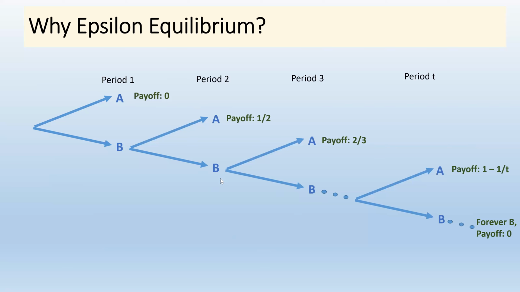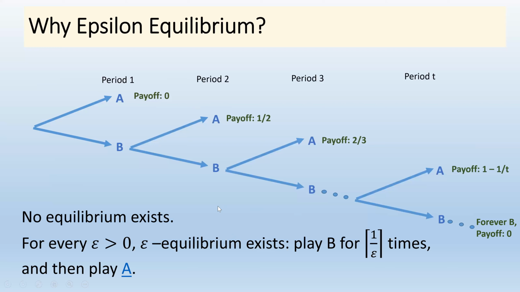So this is an example of a game that has only epsilon equilibrium and no exact equilibrium. Okay, no equilibrium exists. Epsilon equilibria, however, do.